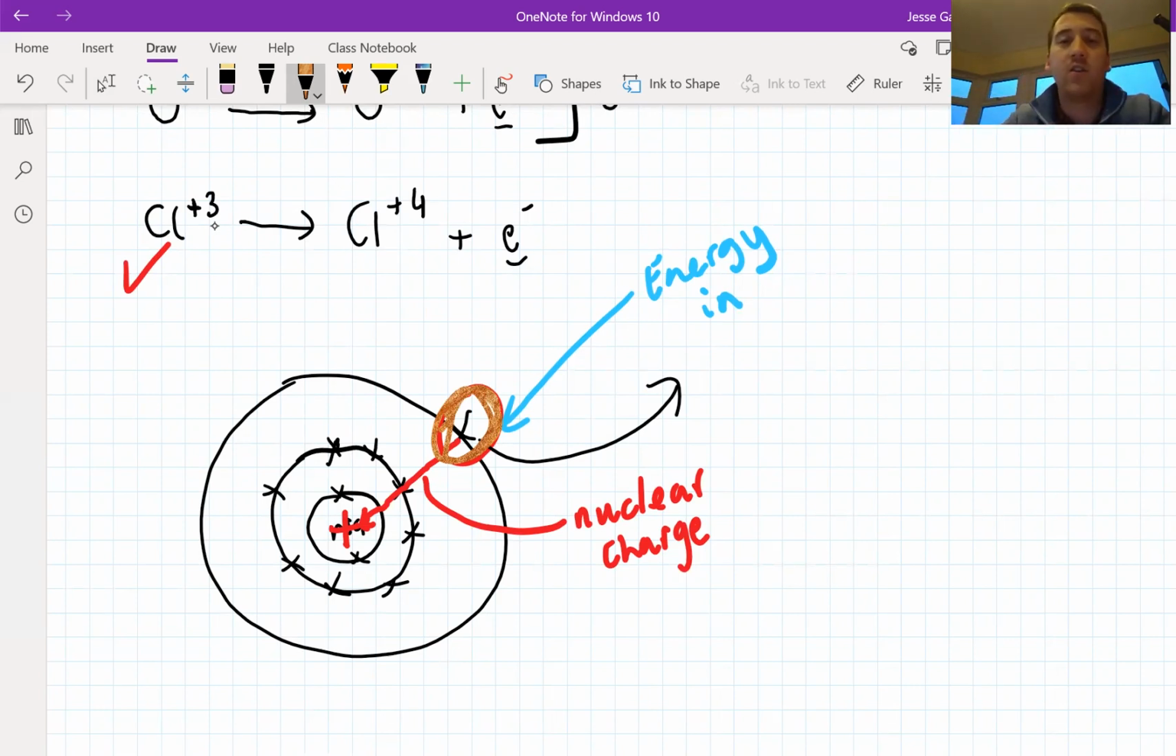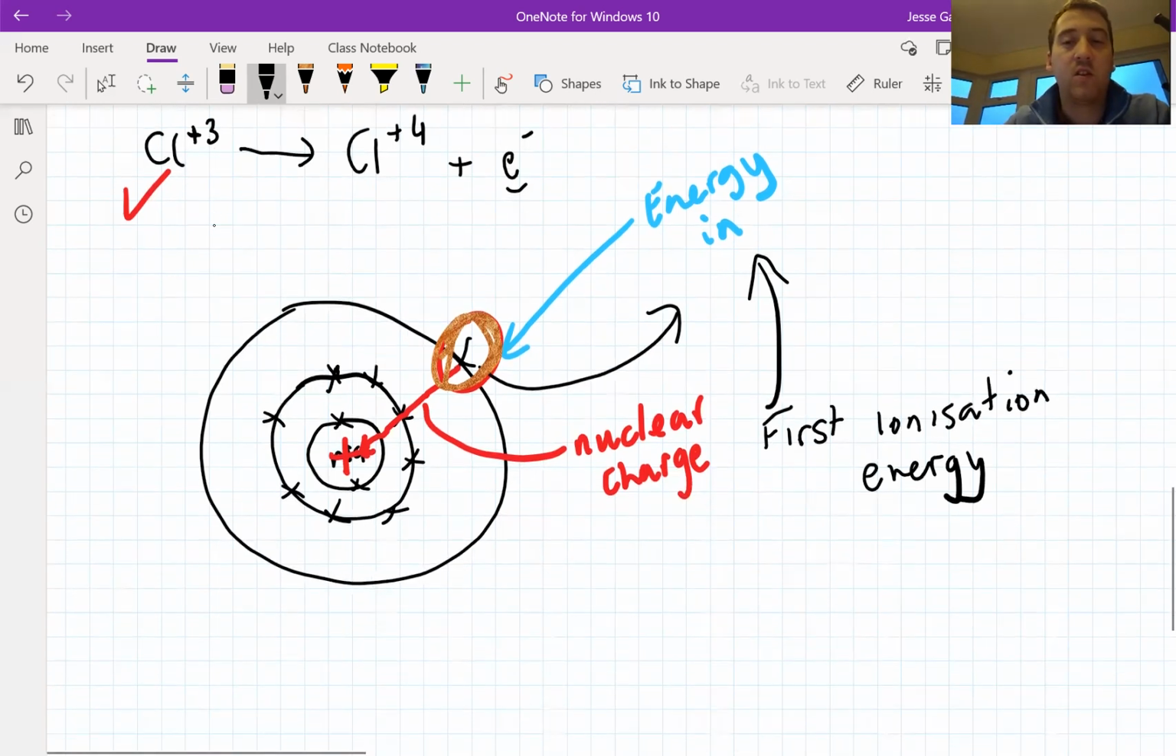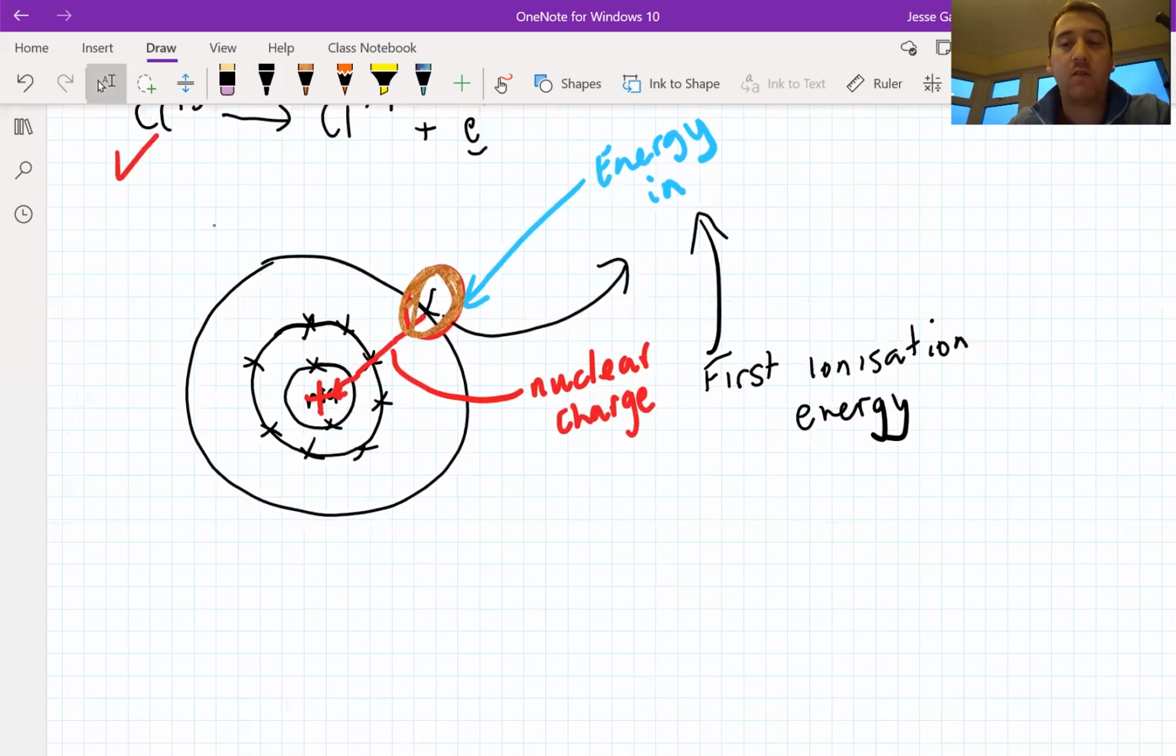Now, this energy in, the amount of energy that we need to cause ionization, we call the first ionization energy. So it's the energy required to completely remove this electron from the atom. Now, generally, we don't tend to talk about just single atoms. When we're talking about chemistry, we're usually counting things in moles, okay? So we're talking about a mole of atoms at a time.